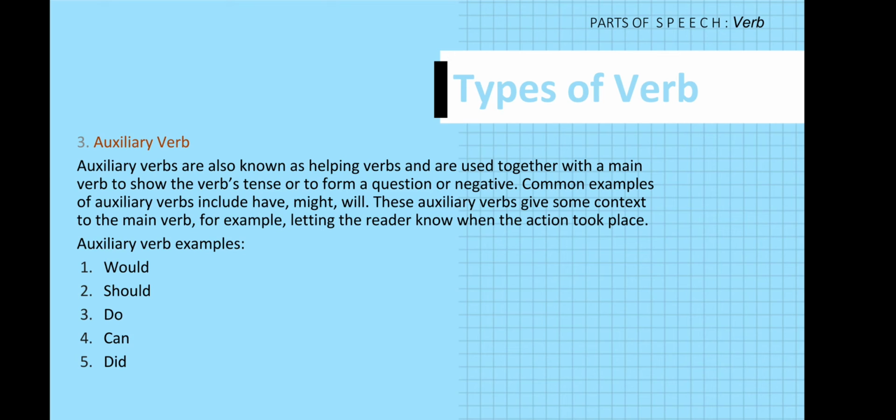For the third one, we have your auxiliary verb. What is our auxiliary verb? Auxiliary verbs are also known as helping verbs and are used together with main verb to show the verb's tense or to form a question or negative. Common examples of auxiliary verbs include have, might, will. These auxiliary verbs give some context to the main verb. For example, letting the reader know when the action took place. So these are the examples: would, should, do, can, and did.